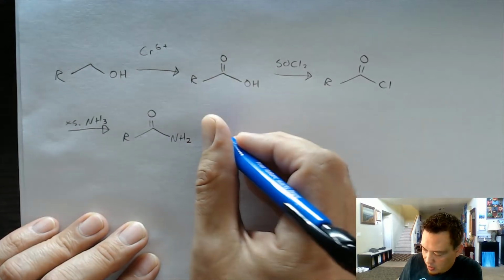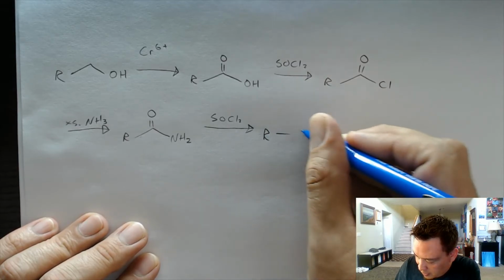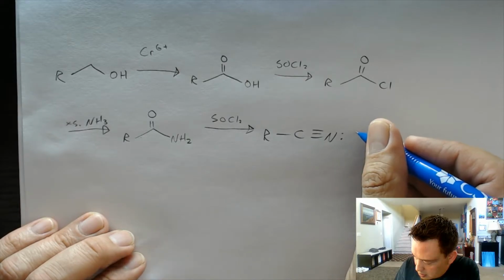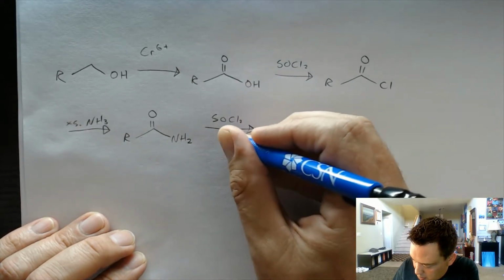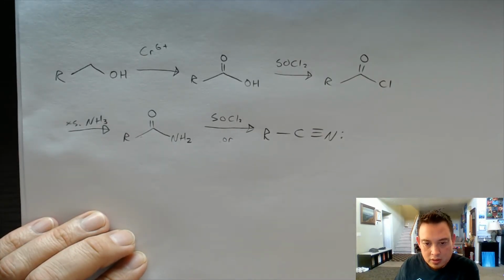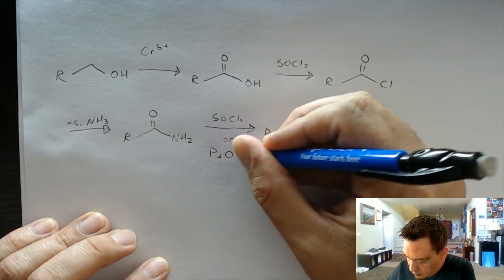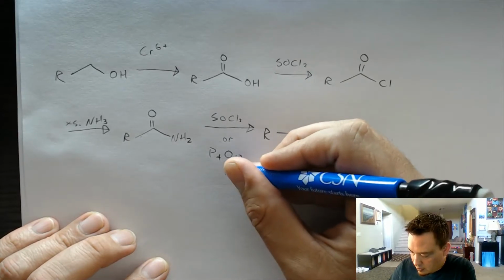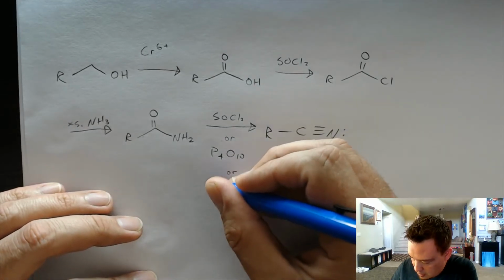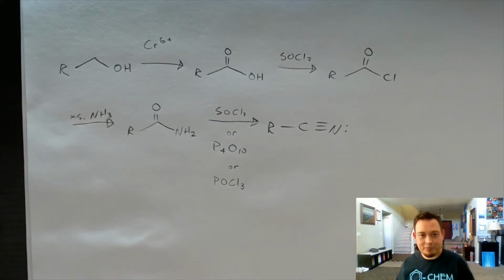Then the next step here was another thionyl chloride. That was the one that you guys were confused on. Now, what other reagents would you guys like to put there instead of thionyl chloride? P4O10 would work. Or POCl3. Oh, POCl3. Yeah, Professor Mortimer ordered those last Tuesday. A little bit too late, right?